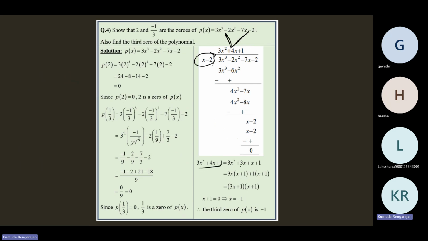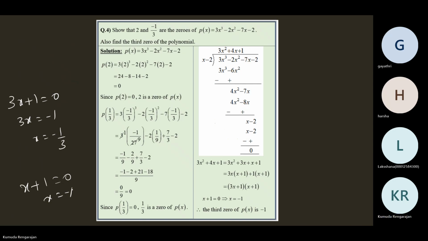So factorize the quotient by splitting the middle term. By splitting the middle term, factorize the quotient. What do you get? 3x plus 1 and x plus 1 are the factors. So equate each factor to 0. 3x plus 1 equals 0, you get 3x is equal to minus 1, x is equal to minus 1 by 3. That we already know, no? Minus 1 by 3 is a 0, we already know. We want the third new 0. So equate x plus 1 to 0. X is equal to minus 1. This is a new 0.